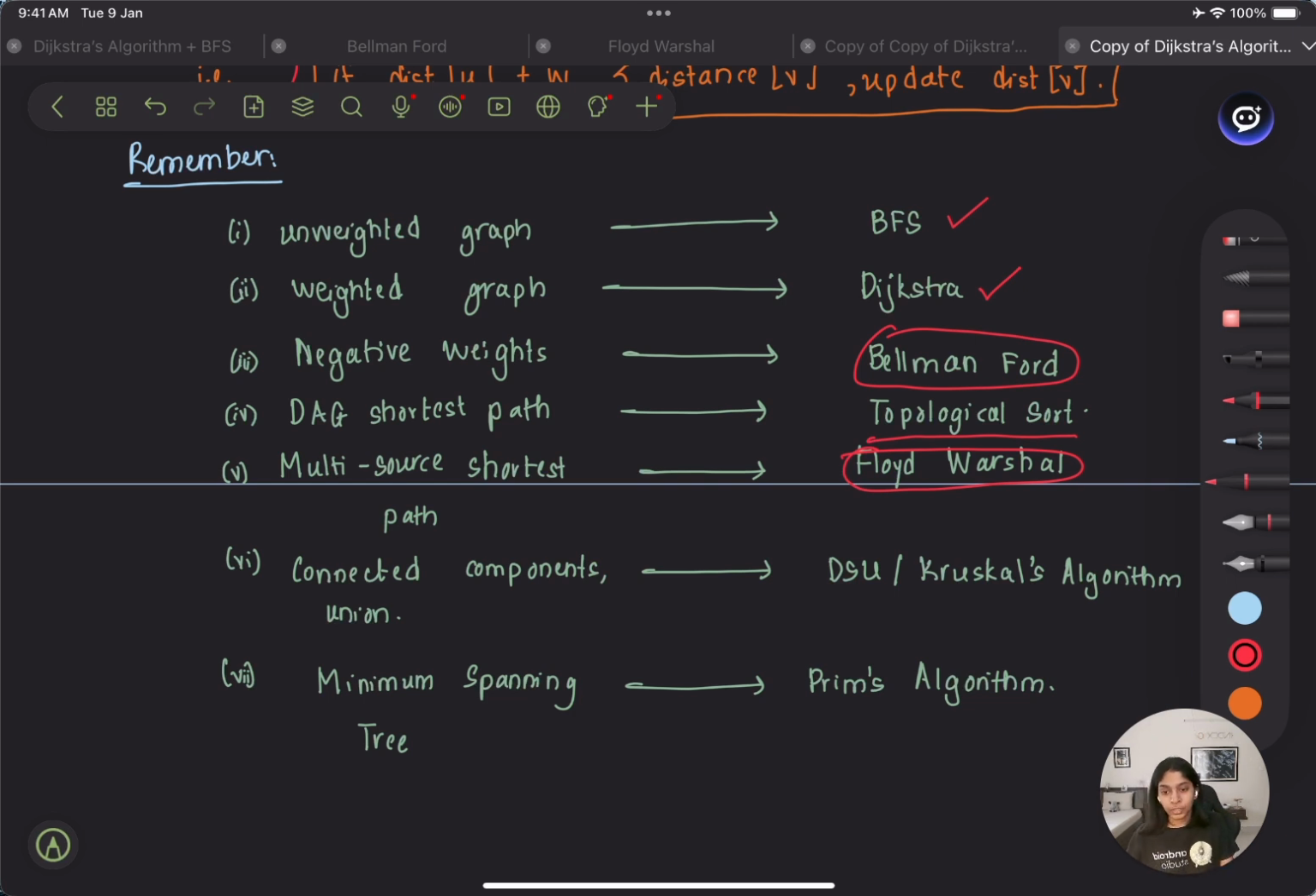And if you want to check connected components in graphs, or club different nodes together to check for a component, then you go for disjoint set union, Kruskal's algorithm. And for minimum spanning tree, which we will again discuss in another lecture, you use Prim's algorithm. So I just wanted to write this down somewhere.